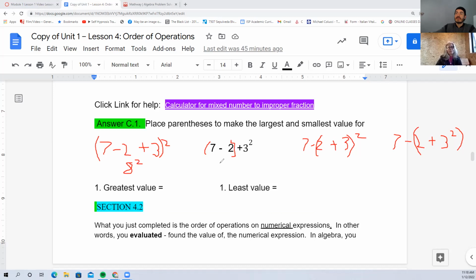7 minus 2 is 5, plus 3 squared. Here we have 7 minus 2 plus 3 is 5, squared. And here we have 7 minus, I'm going to do this math for you. 3 squared is 9 plus 2 is 11. But the exponent's gone at this point. Okay, here we're going to have 64.